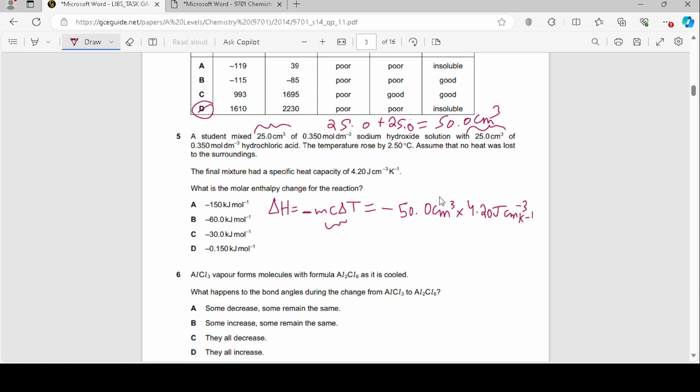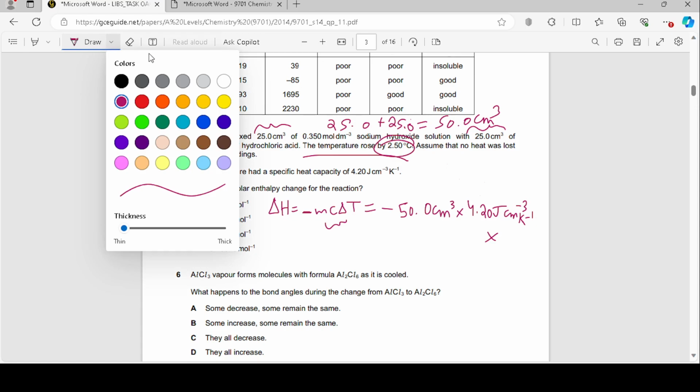I'm writing it like this. On the other hand, you could also just write gram, and then you could write this as joule per gram per Kelvin, as long as your dimensional analysis is correct, right? Anyways, you multiply this by your temperature, which is 2.50 degrees Celsius. Now it's a temperature rise, right? So it doesn't matter if it's in degrees Celsius or in Kelvin, because that will be the same.